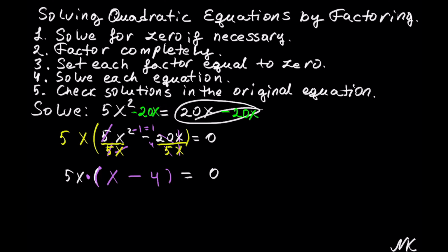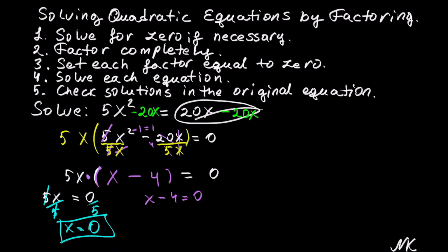So let's set each of them equal to 0 and solve. So we have 5x equals 0, and we have x minus 4 equals 0. 5x equals 0 does not look like a solution yet, so let's solve for x by dividing by 5 on both sides, and we get 5 and 5 will cancel, so the first solution will be x equals 0 divided by 5 is 0. So the first solution is x equals 0.